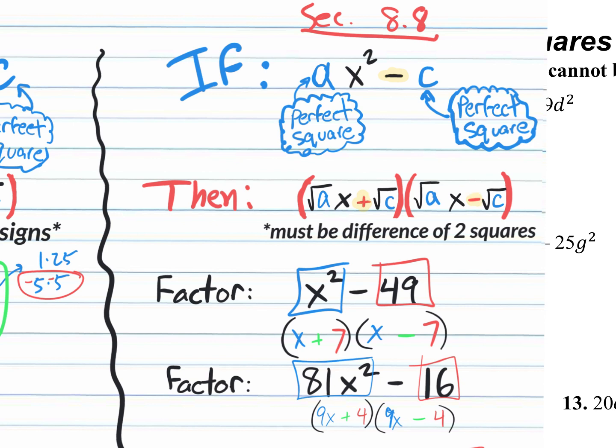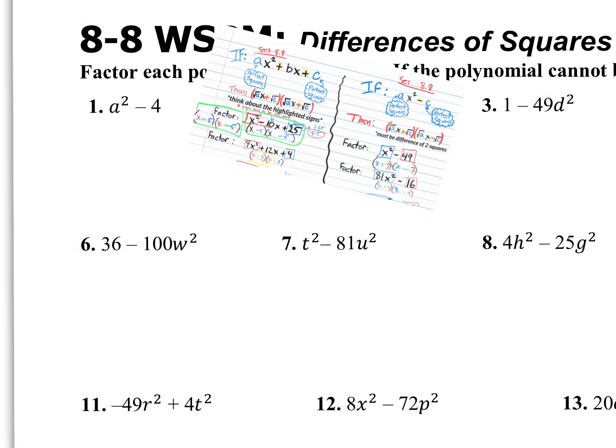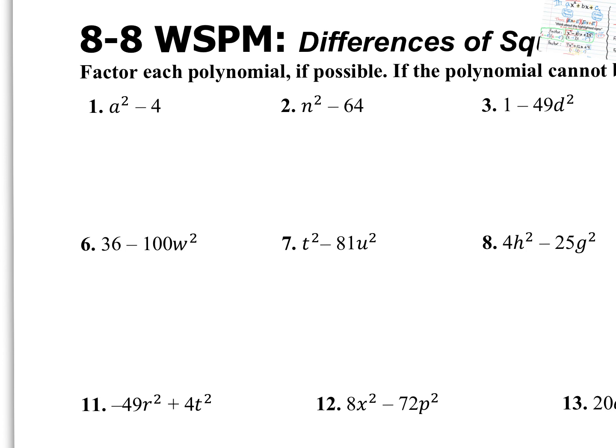So we have some examples that we did yesterday. Like right here, we have the difference of two perfect square terms. The square root of 81x squared is 9x. The square root of 16 is 4. So 9x and 4, 9x and 4. And of course, one has to be a plus, one has to be a minus. You could have switched them and put the minus and the plus. As long as they're different, it's good. Anyway, let's look at this worksheet.